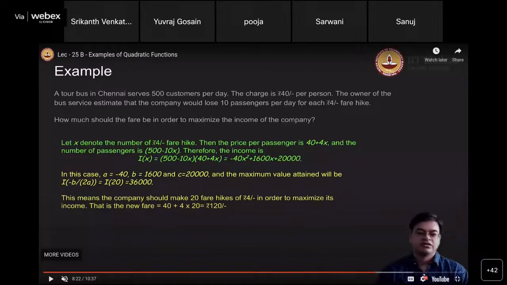If I make 20 fare hikes, I will lose 200 customers. But the irony is, even though I lose 200 customers, I don't care, because I am going to get the maximum profit. Instead of serving 500 customers at 40 rupees each, I may lose 200 customers, but the remaining 300 customers, if they pay 120 rupees each, I will get more income than I am getting right now. So that is what it is.